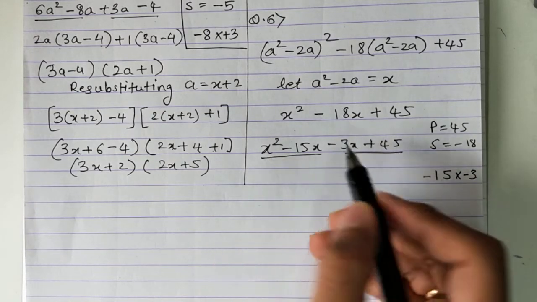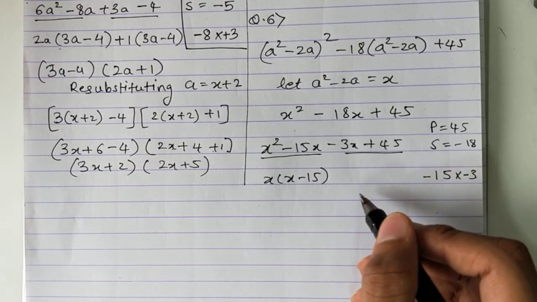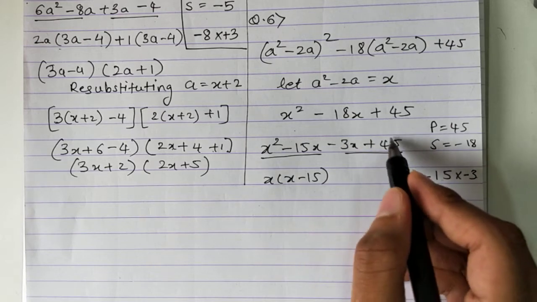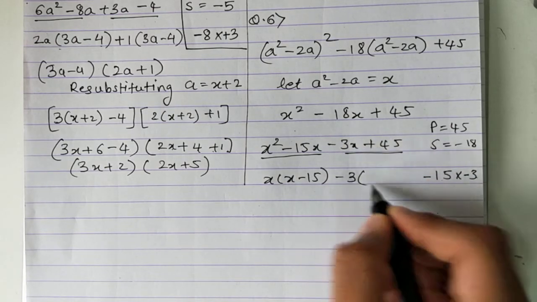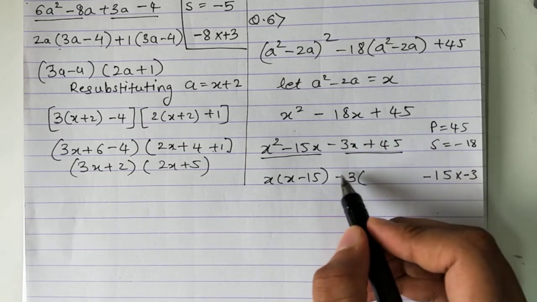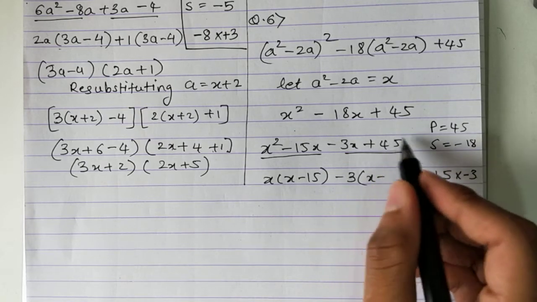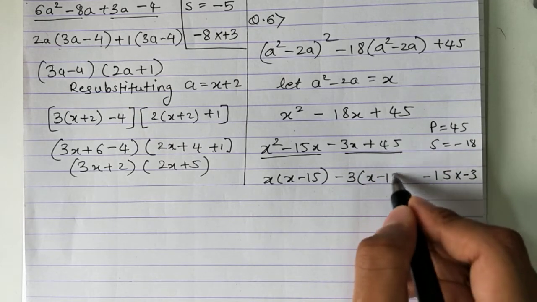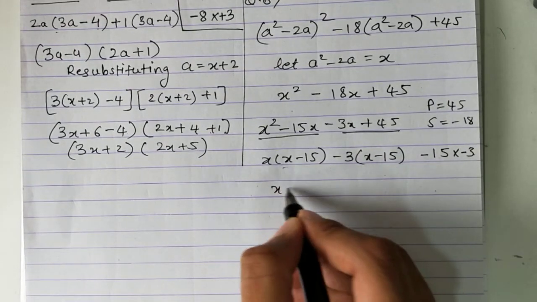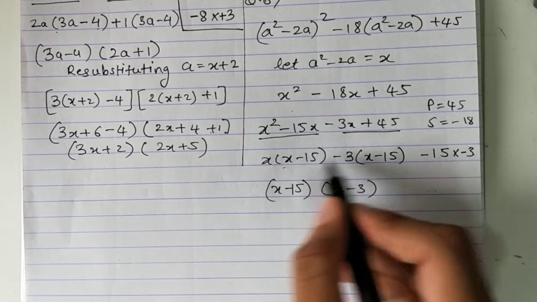So here I can take x common. So what will remain? X minus 15. Correct. And here I can take 3 common. Minus 3 common in fact. So when I take minus 3 common, this plus will become minus. I have told you always whenever we take minus sign common, the second sign changes. So this will become x minus 45 divided by 3 is 15. So 15 will remain. Now x minus 15 will come common. What will remain here? X minus 3.